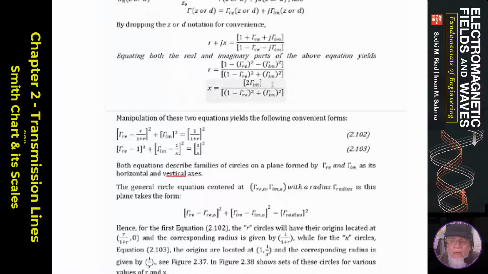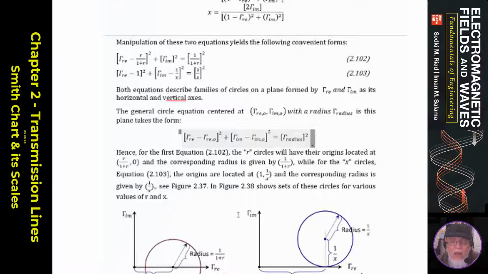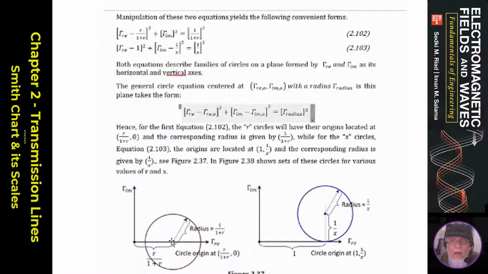If we manipulate these two equations, we can rewrite them in this format. These are famous formats for the equation of a circle. Here's the general equation for a circle in the gamma real, gamma imaginary coordinate system. So I'm going to move down here, and here's my coordinate system now. Gamma real here, gamma imaginary there, and I have two equations, so I'm mapping each one of those separately here.